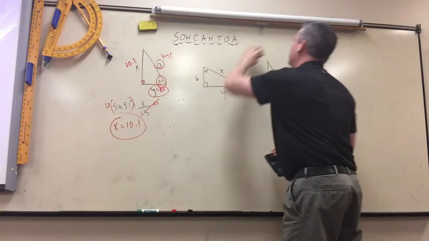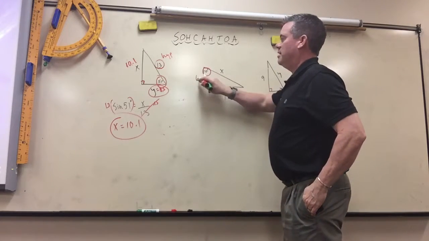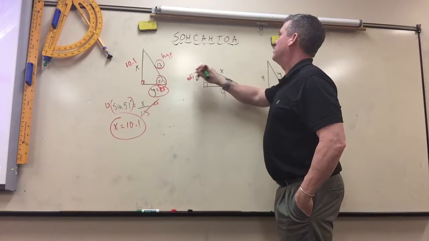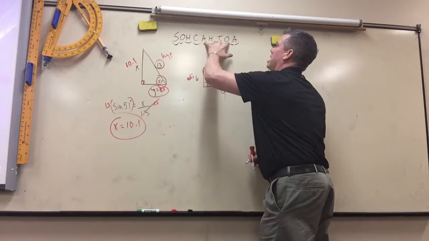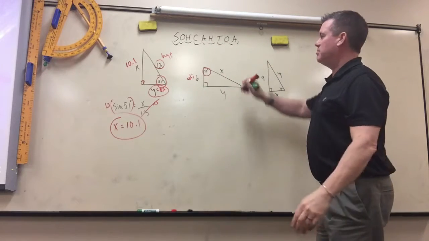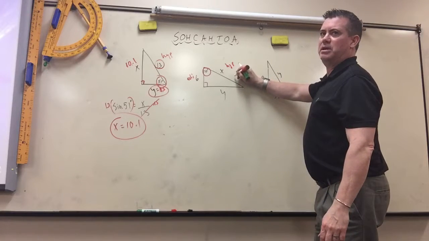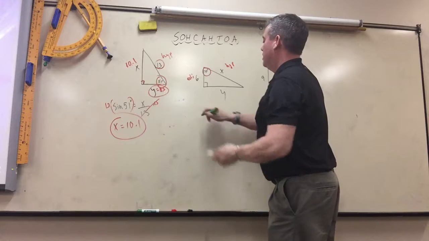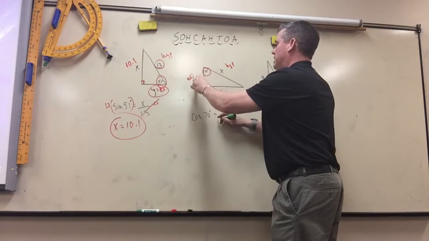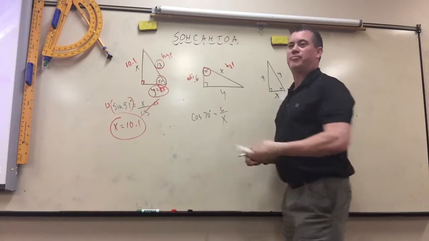So, for this one, here's the angle. 6 is adjacent, which means I either have to use cosine or tangent. And then depending on what you want to find, x is the hypotenuse, so that would be cosine. Cosine of 70 equals the adjacent side over the hypotenuse.